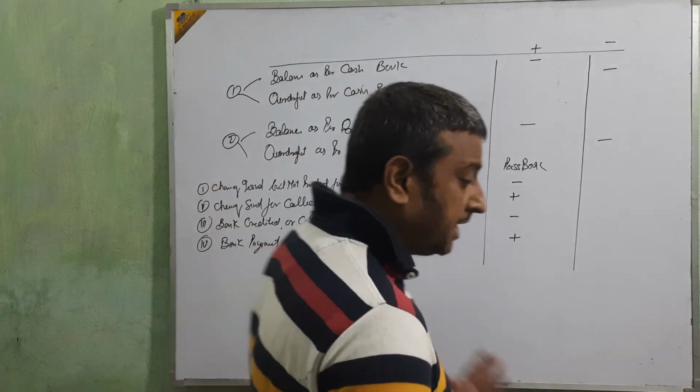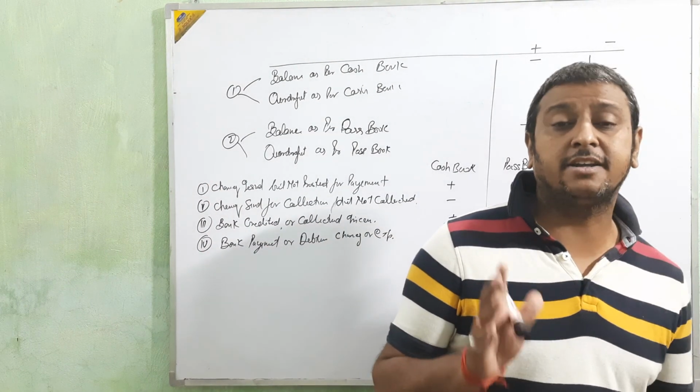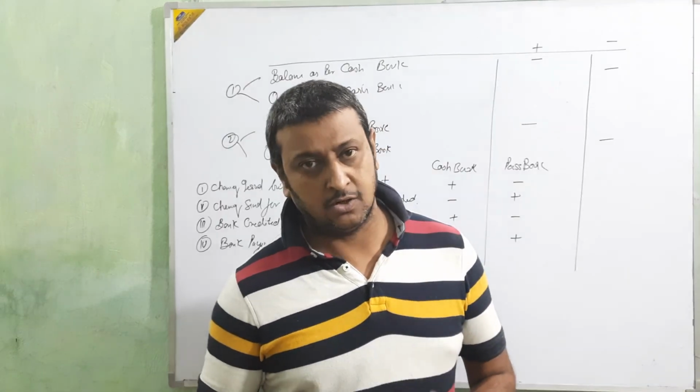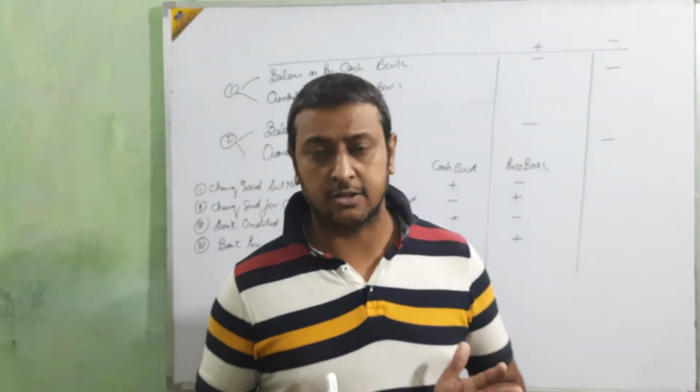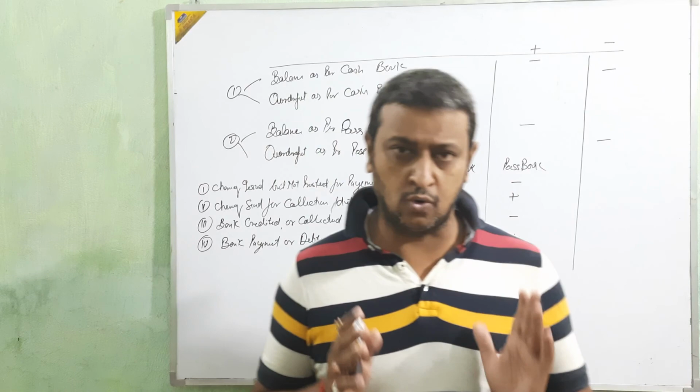This is the summary for the bank reconciliation statement. Okay, clear? How to do the questions, clear or not? Clear, beta? Okay, thank you.